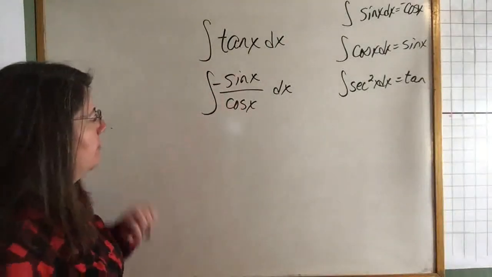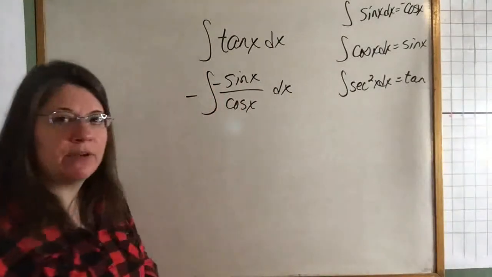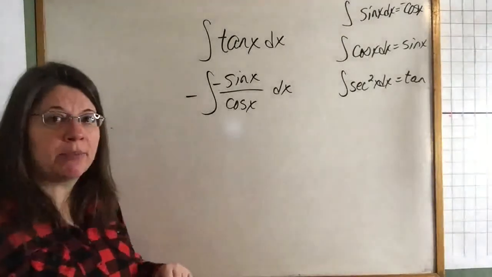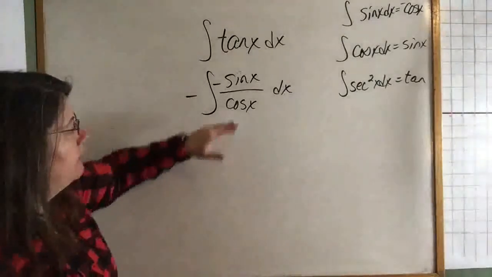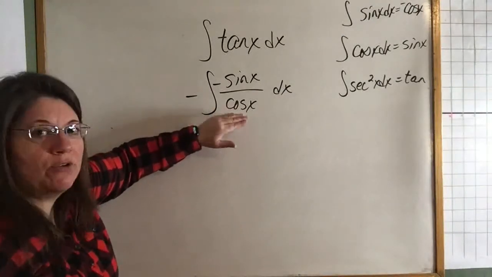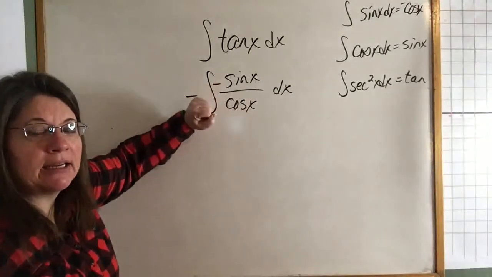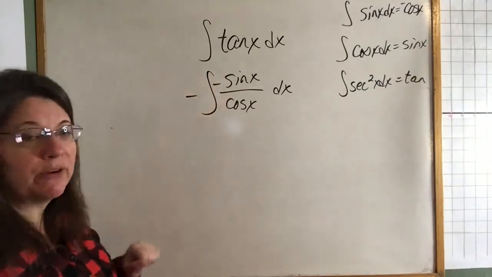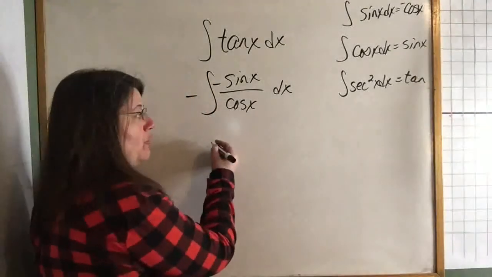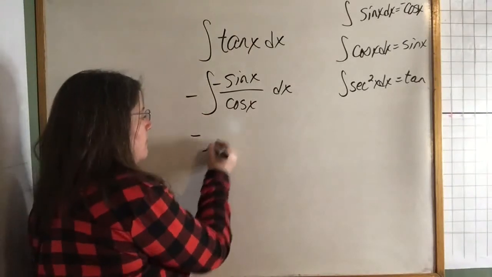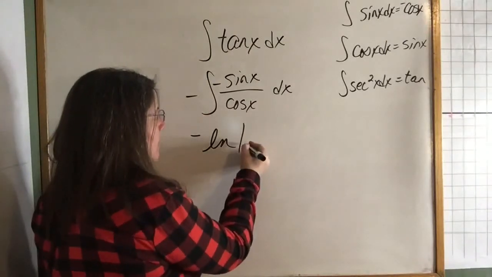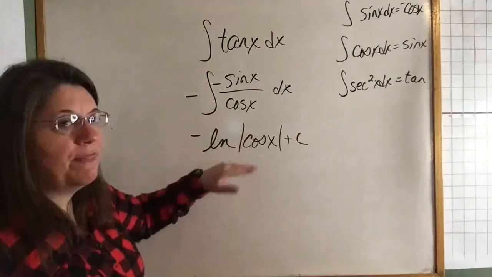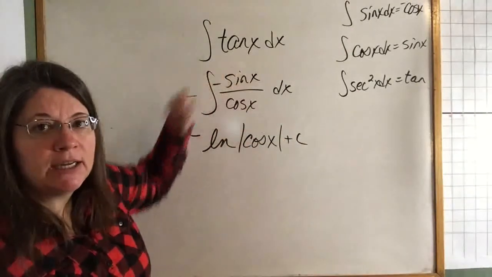So if I put a negative in the front there on top, I need a negative in the front on the outside to offset that, so I haven't changed the value of the problem. Now, if you think about it, the derivative of cosine is negative sine. We have the derivative over the original. Whenever we have a derivative over the original, that's a natural log situation. So I keep the negative. That is natural log of the absolute value of cosine x plus c. That is the integral of tangent.